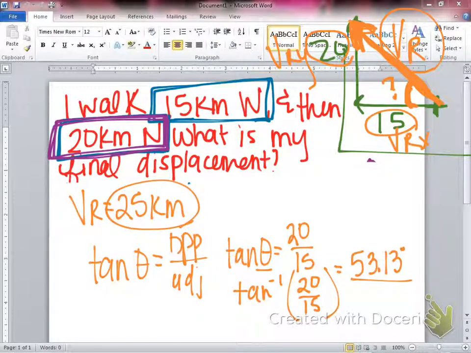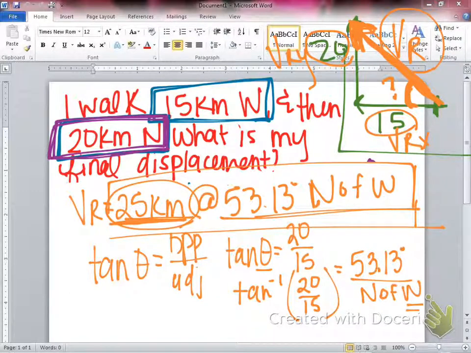North of west. It's touching the west axis. So is it north of west or is it south of west? North of west. The axis it's touching always goes second. Where it's touching the west axis, it goes north of west, not south of west. Okay, so the final answer is written as 25 kilometers at 53.13 degrees north of west.